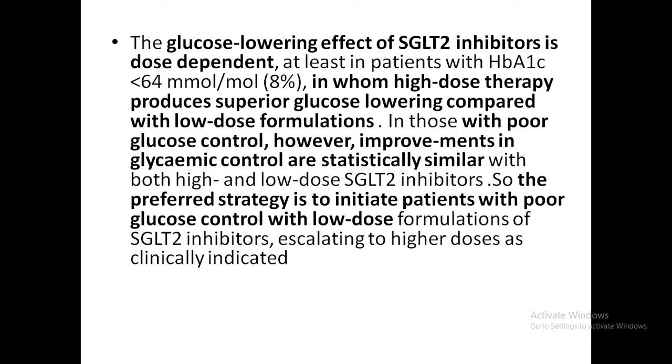In patients with HbA1c less than 8% at least, high dose therapy produced superior glucose lowering compared with low dose formulations. In those with poor glucose control, similar improvements were found with both high and low dose. So the preferred strategy is to initiate patients with poor glucose control on low dose, because low dose will work even in patients with poor glucose control, whereas high dose is required when the HbA1c is better.